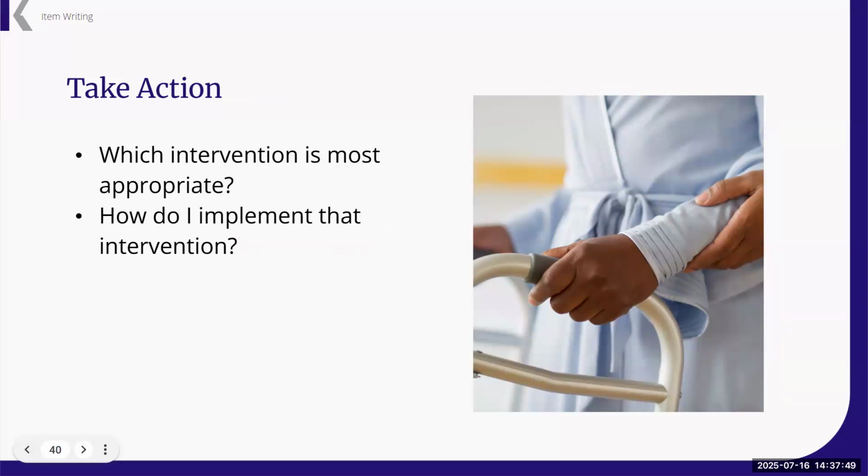Which intervention is most appropriate? The nurse must choose the intervention that best aligns with the client's current needs, priorities, and safety. This may be something like administering a medication, initiating fall precautions, repositioning the client, or notifying the provider. Not every action is urgent or correct. Even some helpful ones might not be appropriate in this moment. And that's what makes this step so critical.